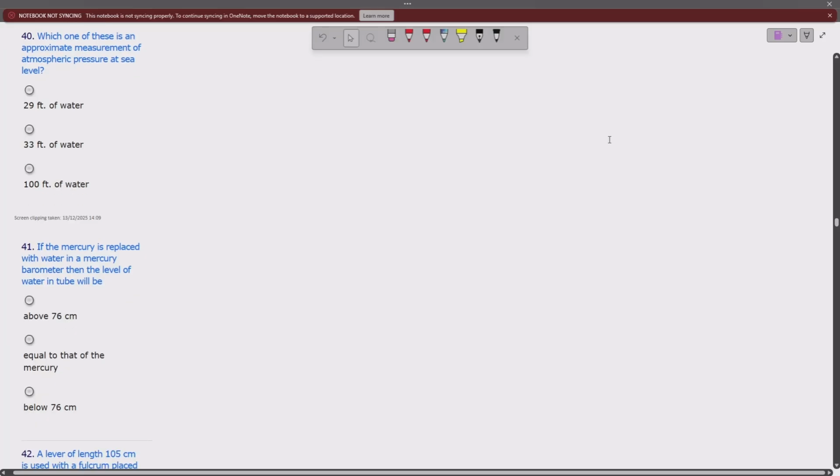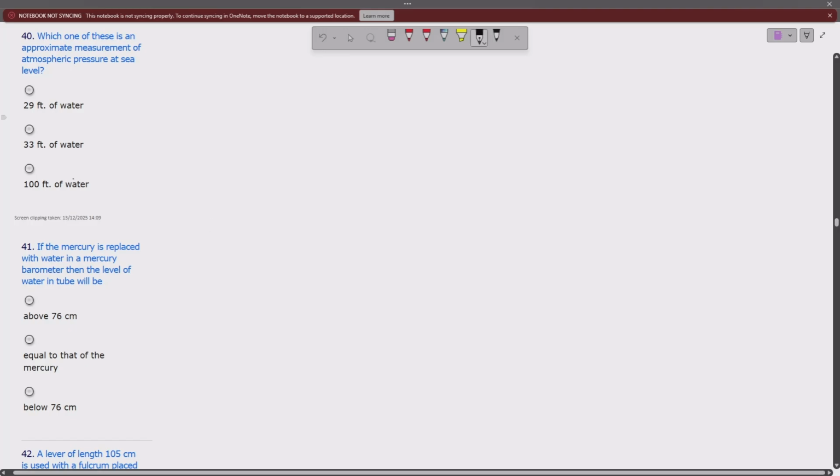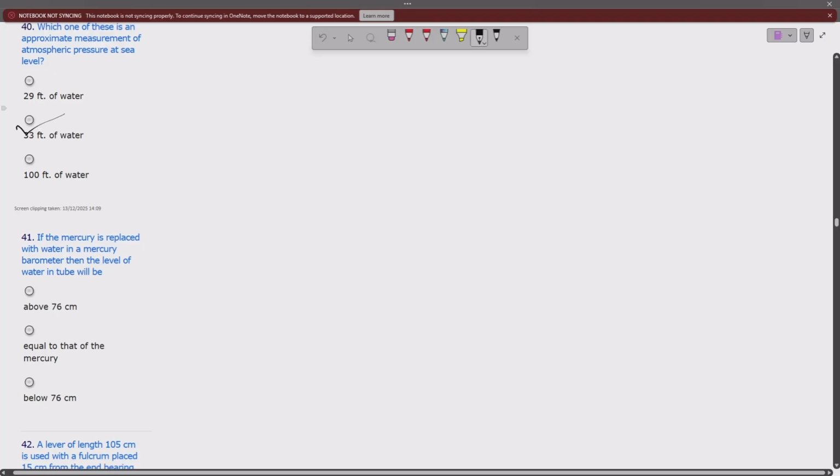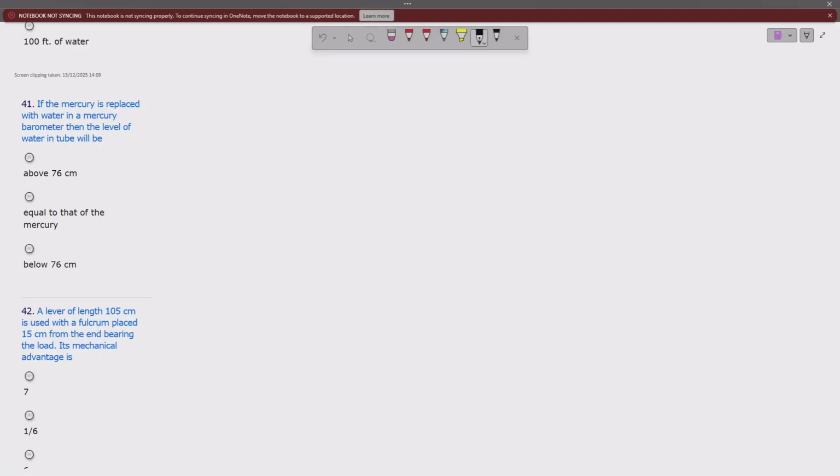Question 40. Which one of these is an approximate measurement of atmospheric pressure at sea level? So that's 33 feet of water. If the mercury is replaced with water in a mercury barometer, then the level of water in the tube will be: 76, above 76, below 76, equal to that of mercury. No, that will be above 76.